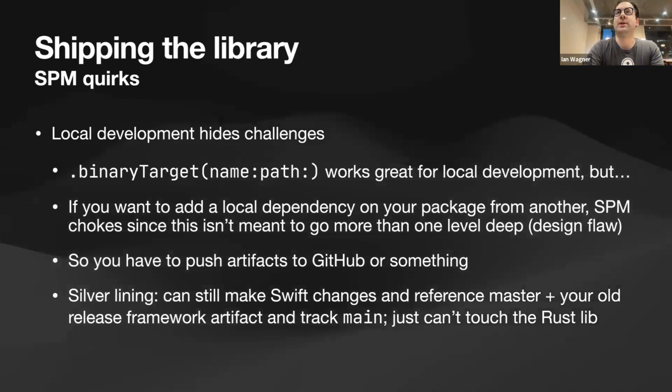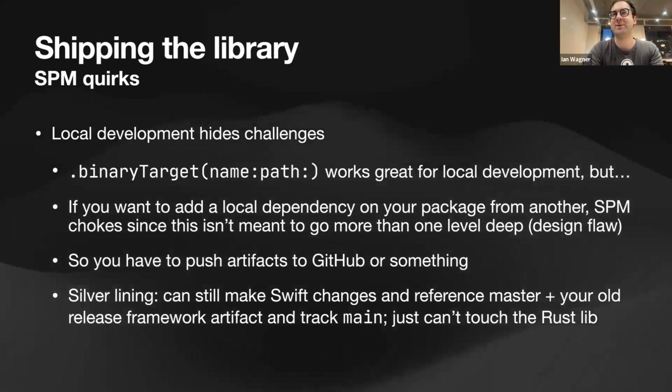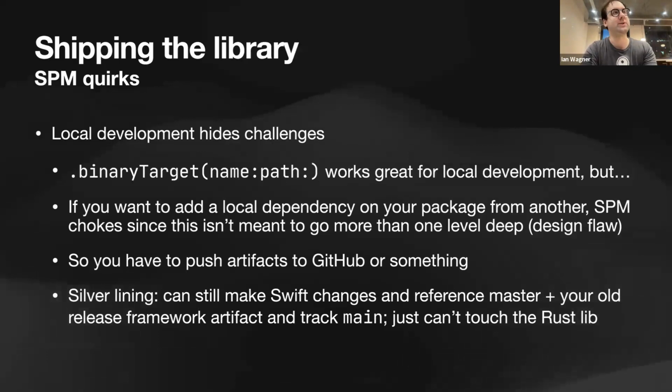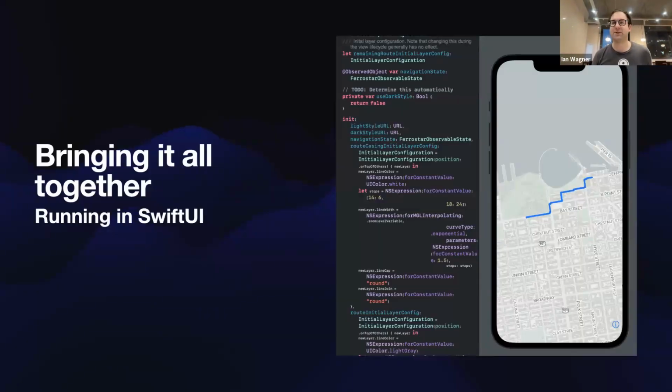Silver lining though is that you can still make Swift changes and reference master plus your old release framework artifact in track main. You just can't touch the Rust lib. I found a way that I don't have to do that by putting everything in one package. But if you do have to do this, as long as your Rust code doesn't change, you can make changes in your Swift or your Kotlin code or whatever, and you can still reference the old one. But yeah, I spent way too much time on that. That was like three evenings of work to figure all that out.